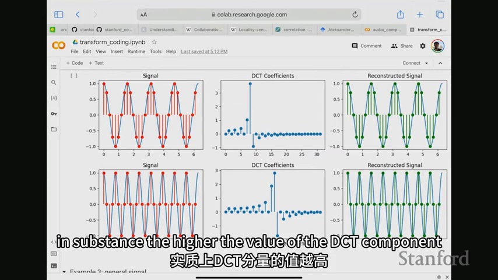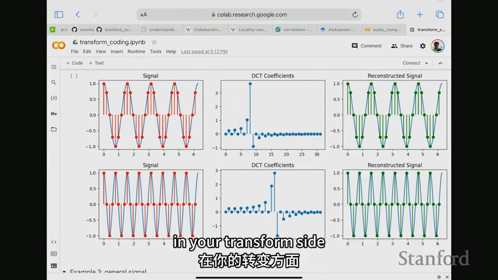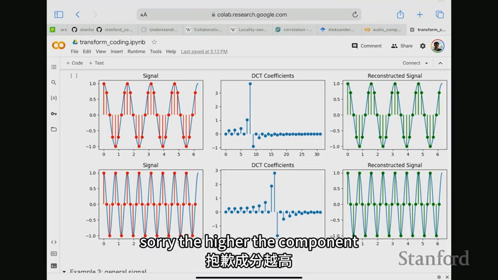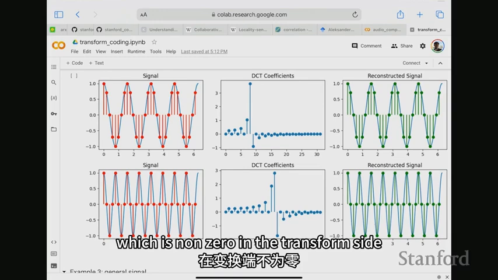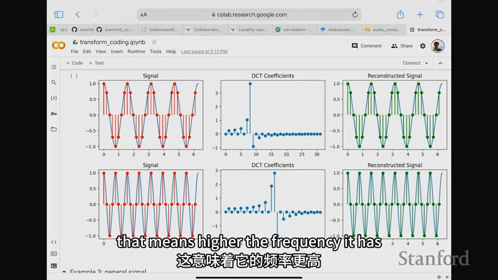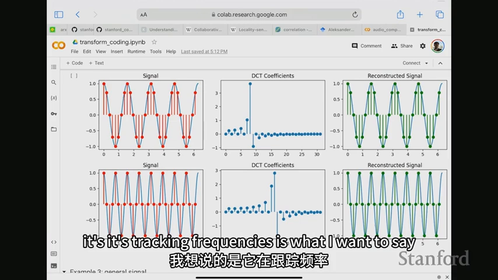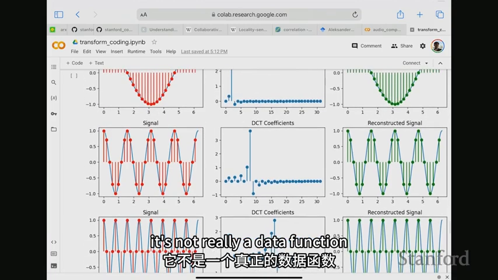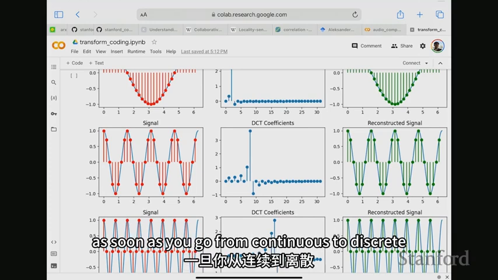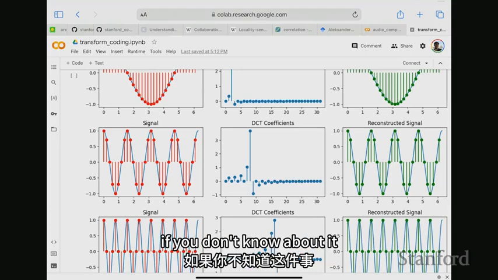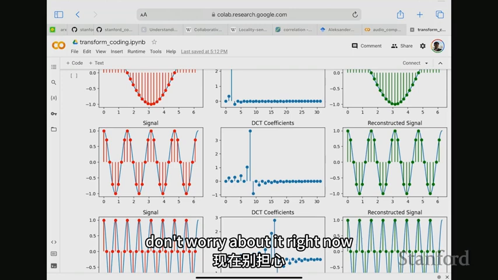Your DCT is tracking the frequency of the signals in substance. The higher the index of the non-zero component on the transform side, the higher the frequency the input signal has. So again, it's tracking frequencies is what I want to say. It's not really a delta function because as soon as you go from continuous to discrete, a lot of things start depending on the boundary conditions and exact samples. If you know about it, great. If you don't know about it, don't worry about it right now.